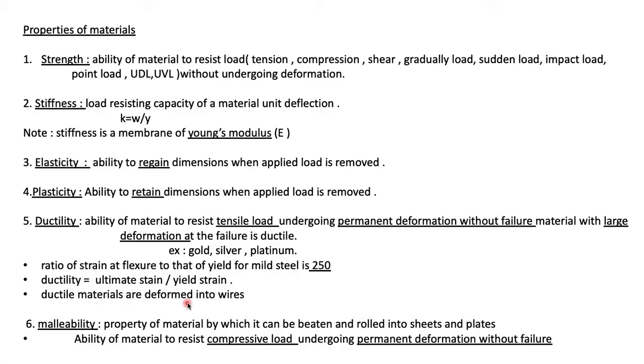I am explaining about strength of materials today. Mainly I am telling about properties of materials. In properties of materials we have 10. Strength is nothing but the ability of a material to resist a load, which is tension or compression, shear, or any gradual load or any sudden load, and impact load, or any different types of load without undergoing deformation.